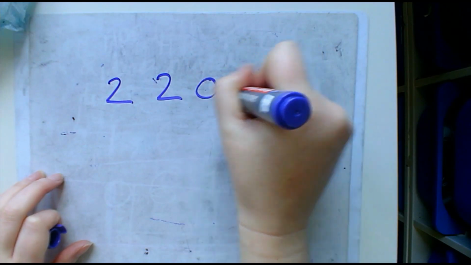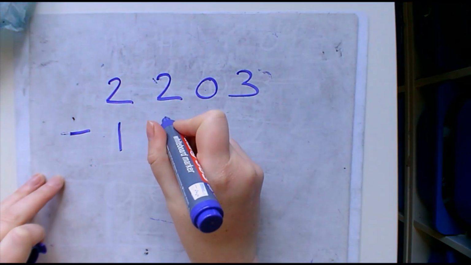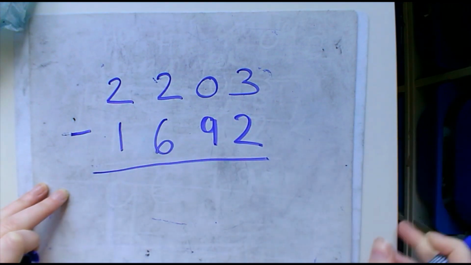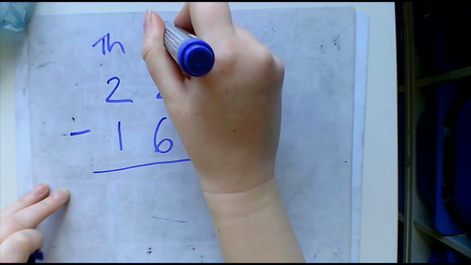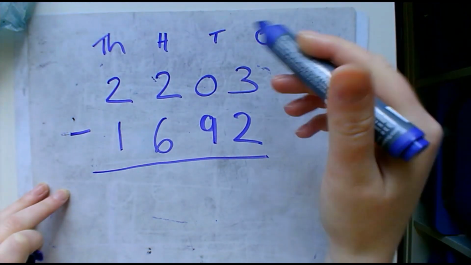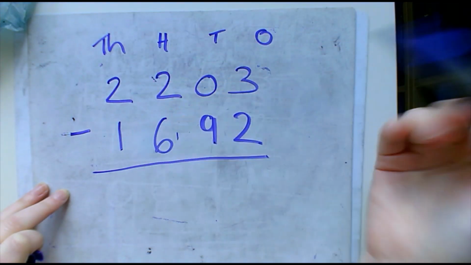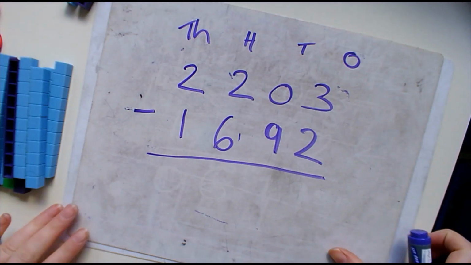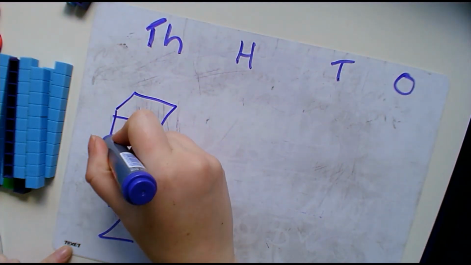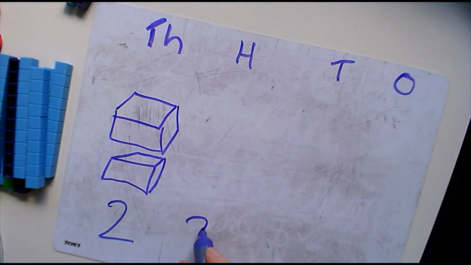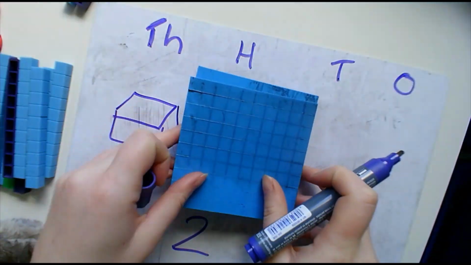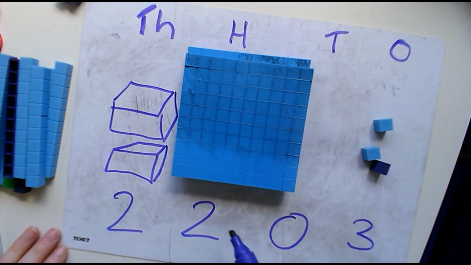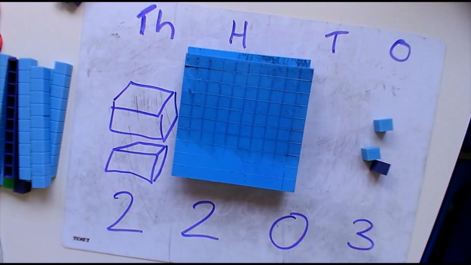Firstly, we need to lay out our numbers in the correct columns, making sure our thousands, hundreds, tens and ones all stay in line in the right place. Okay, so we've got thousands, hundreds, tens and ones. Then we're going to make our number. I'm using base 10, but as you can see, I haven't got any thousands, so I've drawn them. So we've got 2,000, 2 hundreds, no tens, and 3 ones. 2,203. Okay, then we can start subtracting.